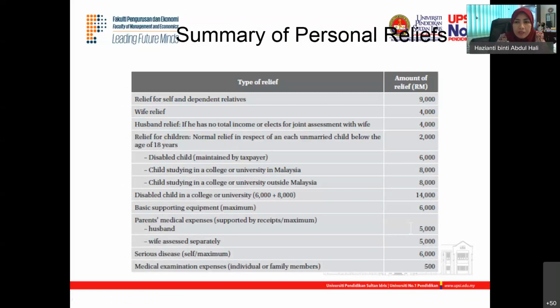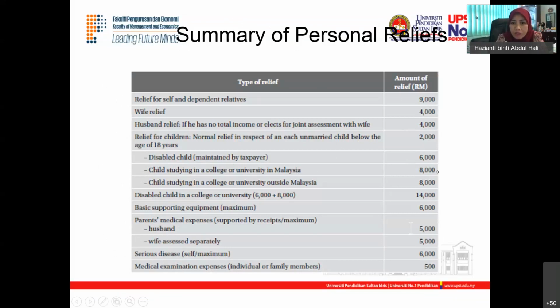So this is the summary. I have this in the notes. So basically, self 9,000, wife 4,000, husband relief kalau tak ada income, joint assessment with wife, boleh 4,000. Relief for children. So normal relief ni, 2,000 lah, for unmarried child below 18 lah. Tapi kalau ada disabled child maintained by the taxpayer, 6,000.